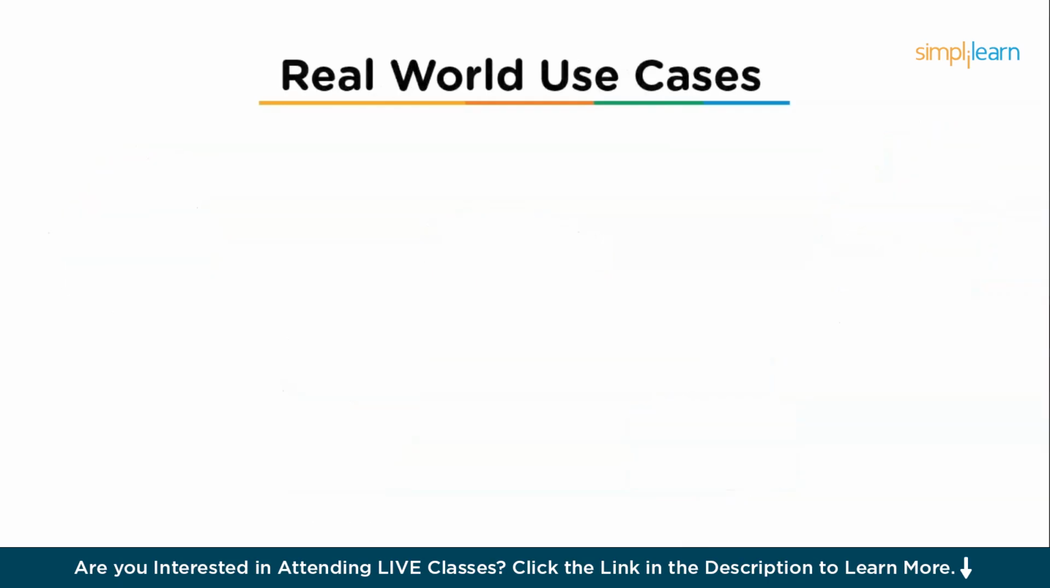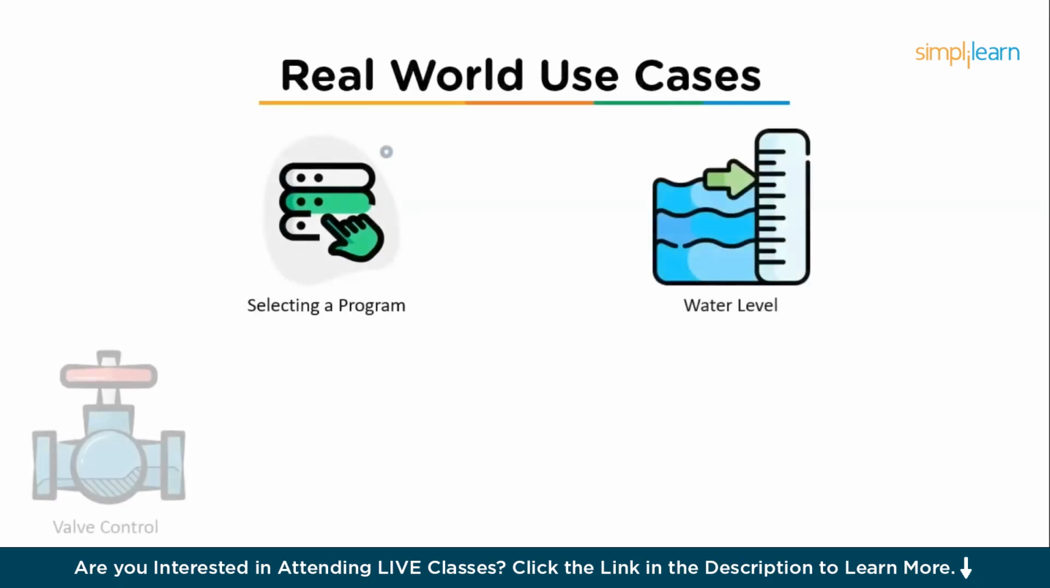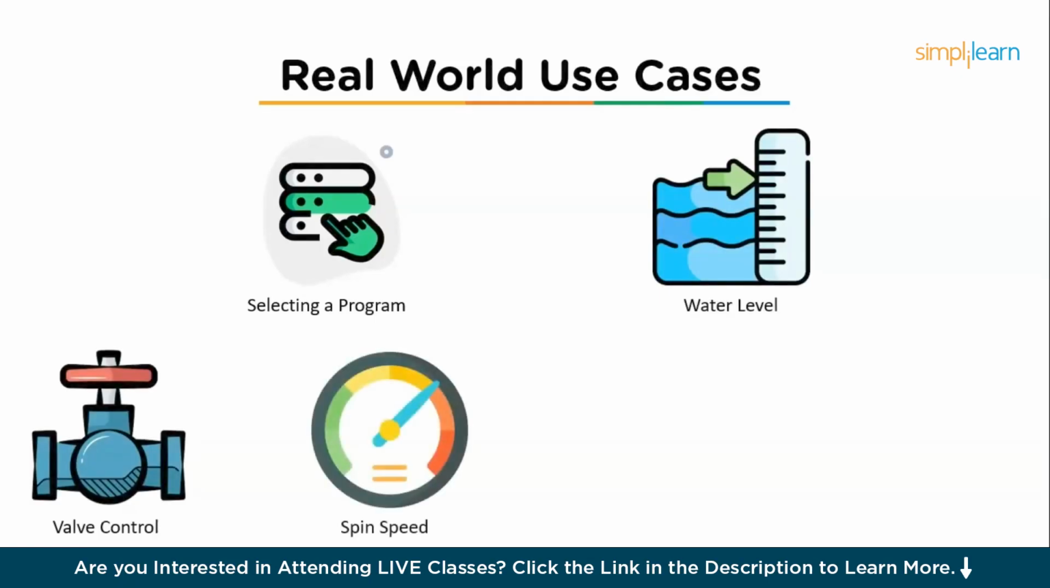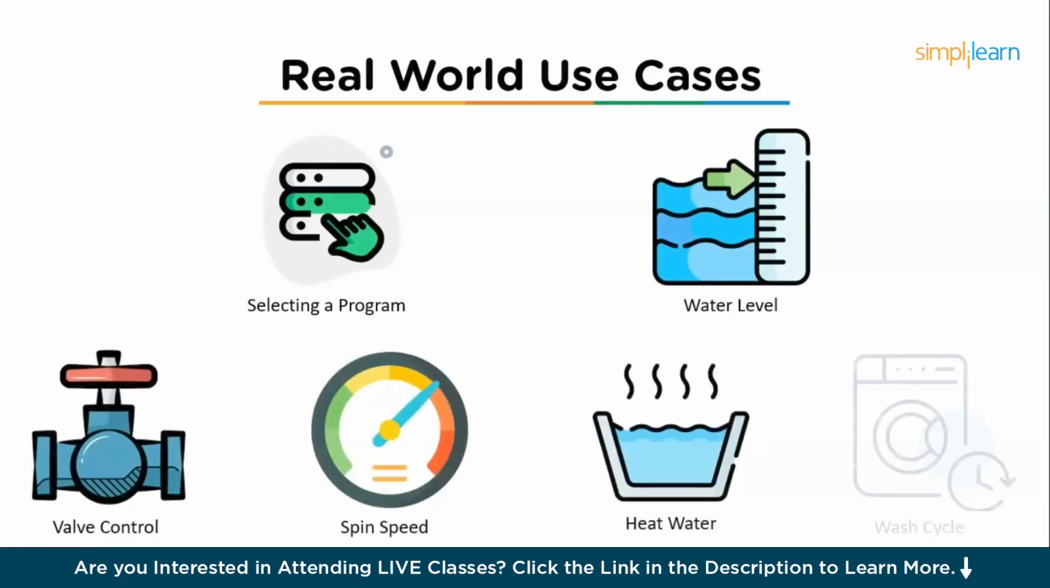Now, let us move on to see some real-world use cases. So let's take a simple example, a washing machine. You select a program and press start. And then what happens next? The embedded system checks the water level, controls the valve, sets the speed, heats the water and runs the washing cycle. So all of that is handled by a pre-programmed controller without you doing anything else.